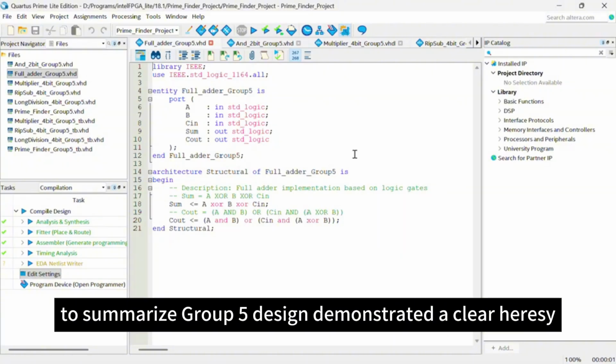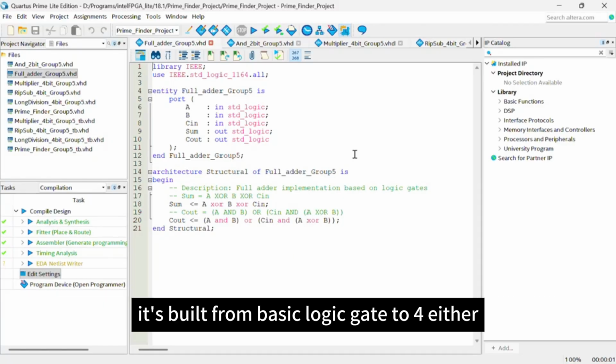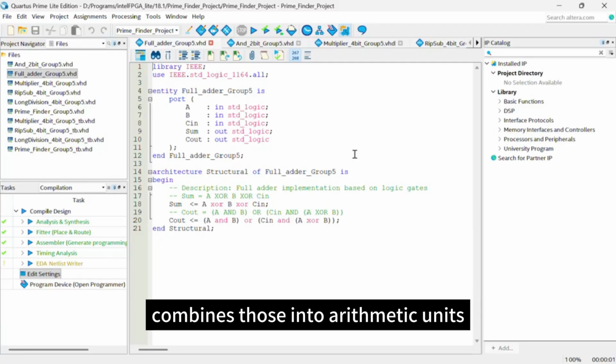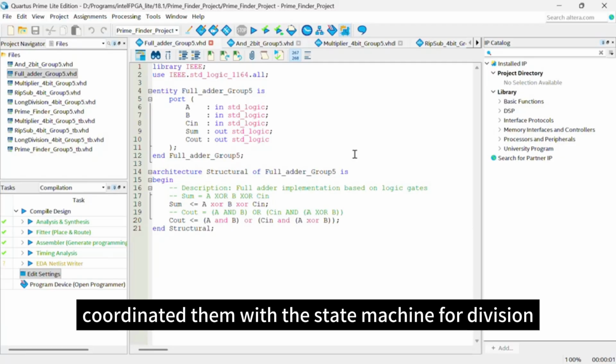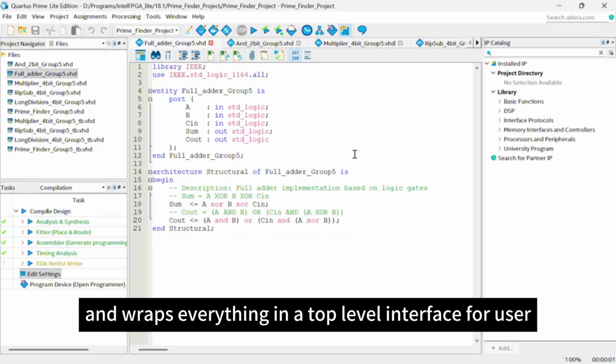To summarize, the Group 5 design demonstrates a clear hierarchy. It's built from basic logic gates to full adders, combines those into arithmetic units, coordinates them with a state machine for division, and wraps everything in a top-level interface for the user.